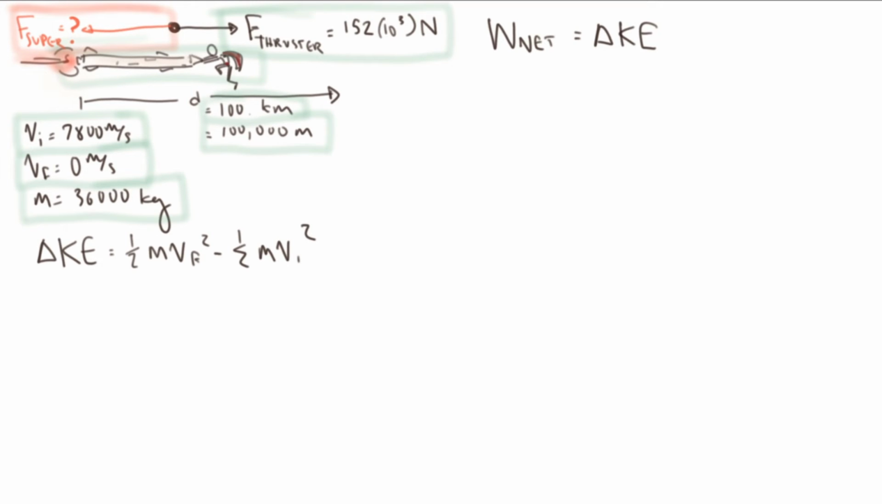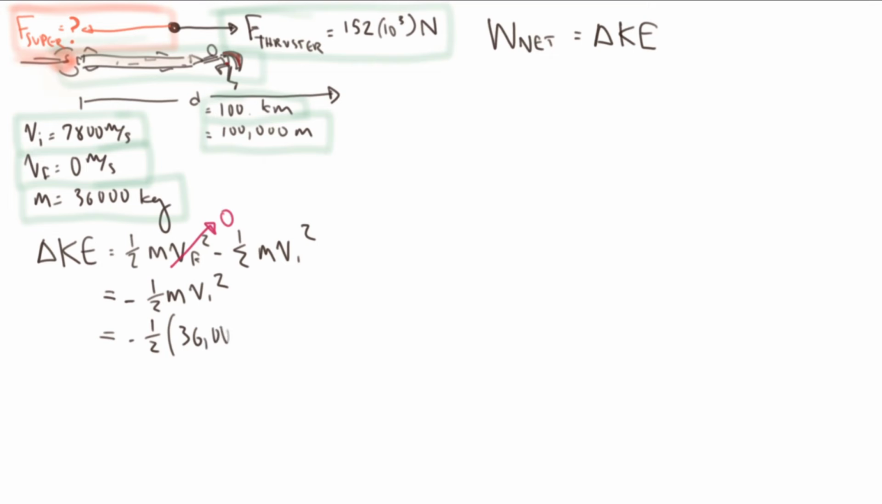And we do know that the final kinetic energy is 0 because the final velocity, the final speed, is 0. So when we're solving for the change in kinetic energy, it's basically the complete loss of whatever kinetic energy it had to start with. That'll be the change in kinetic energy. So how much kinetic energy did it have to start with?